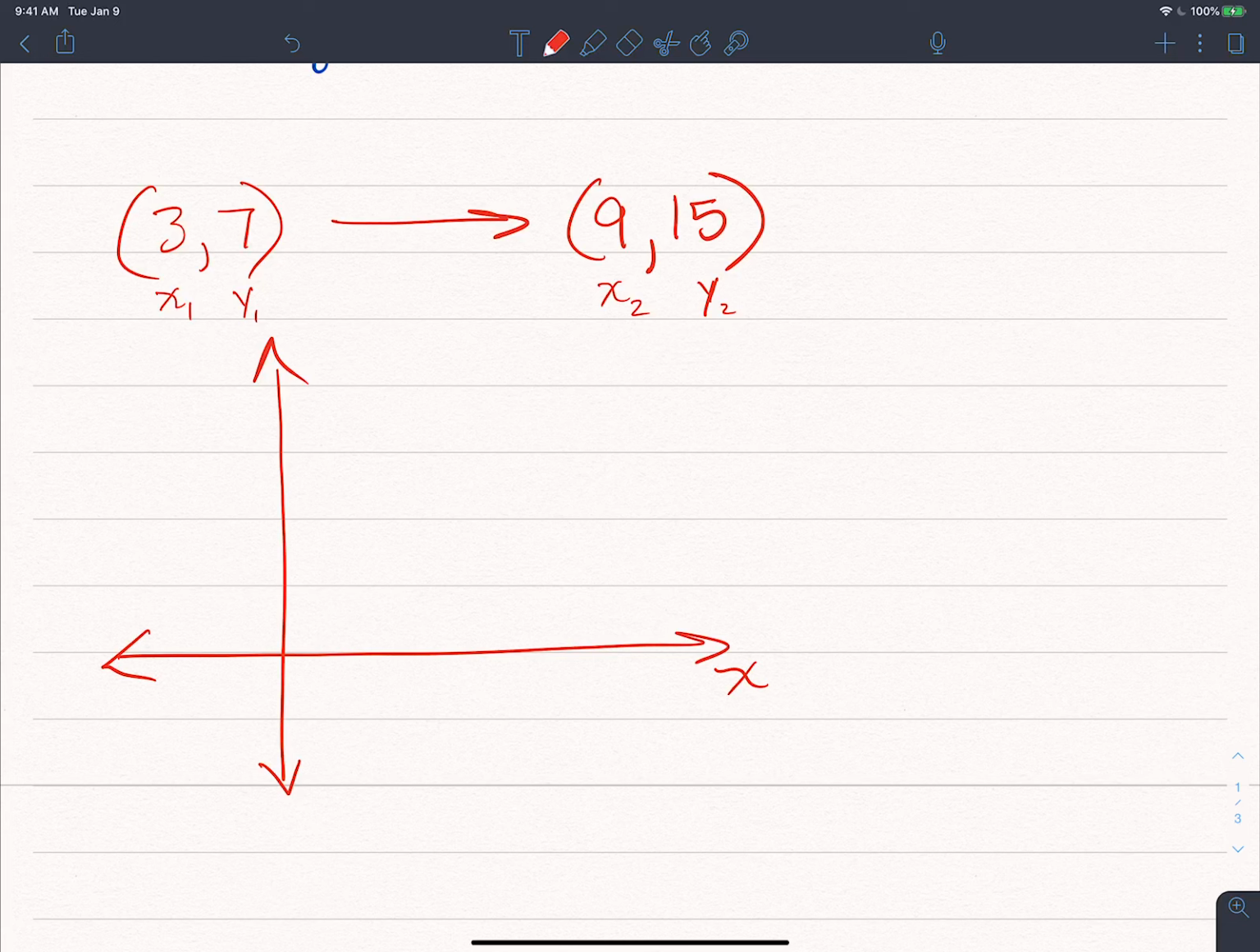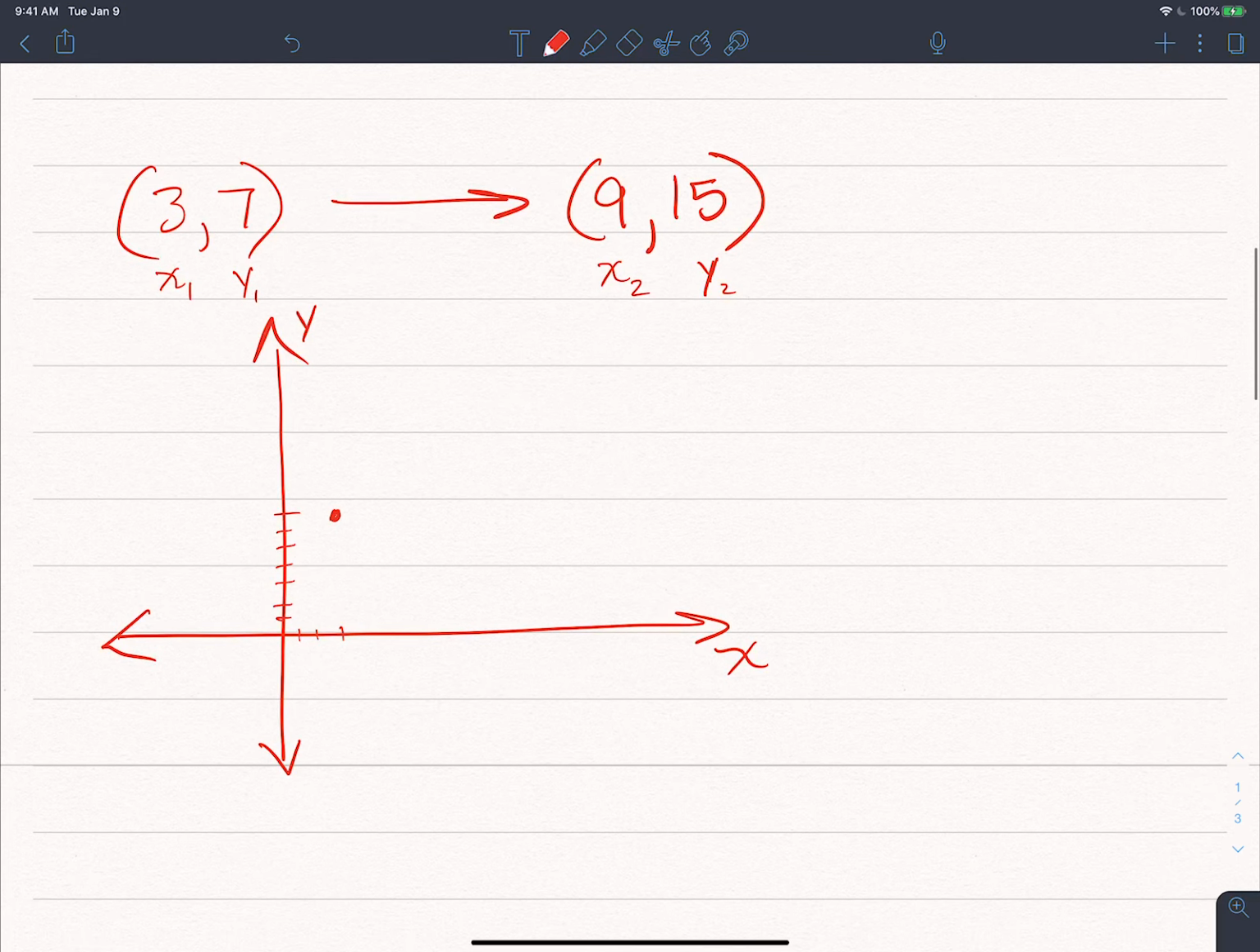Here is our x. Here is our y. So our first point will be (3, 7). I'm going to put a point here. It's like 1, 2, 3. 1, 2, 3, 4, 5, 6, 7. And our next point, I'm just going to put it up here. I don't know if I have enough space. It is (9, 15). That's our next point. So this is (3, 7). This is (9, 15). So we need to say how far over did we go? How far up did we go?